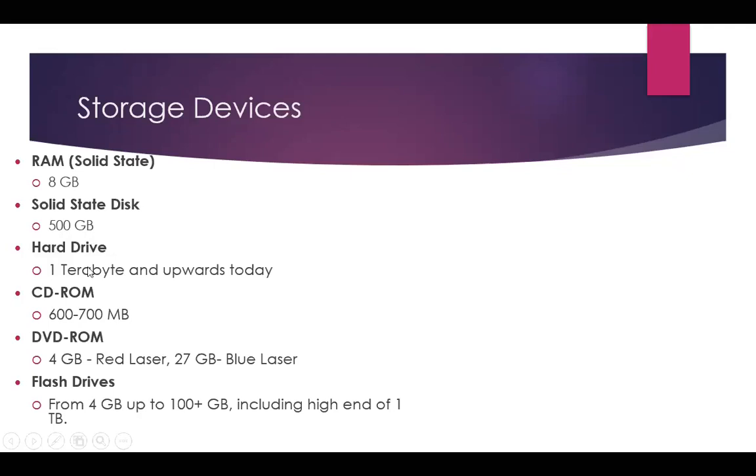Hard disk drives nowadays are 1 terabyte or more. CD-ROM, one CD used to store about 600 to 700 megabytes of data. A DVD used to store about 4 GB to 27 GB of data. GB stands for gigabyte, MB stands for megabyte, and TB stands for terabyte. Then there are flash drives, which are of variable capacity. So these are the storage capacities of these storage devices.